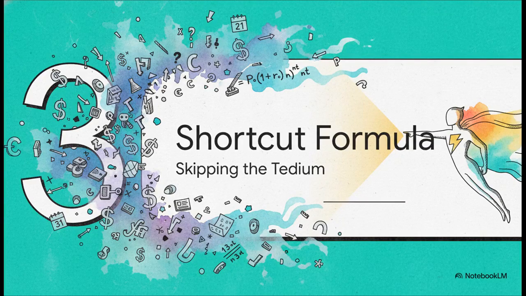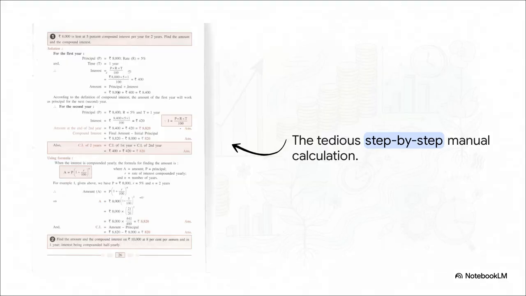Okay, moving to Section 3. The math shortcut formula, skipping the tedium. Because look, as incredible as compound interest is, doing the math manually year by year is just pure agony. Think about it. You'd have to find the interest for year 1, add it to the principal to get your new amount, and then take that new number and use it as the starting point for year 2, and then do all the math all over again. Imagine trying to do this for a 30-year mortgage. It is completely exhausting.